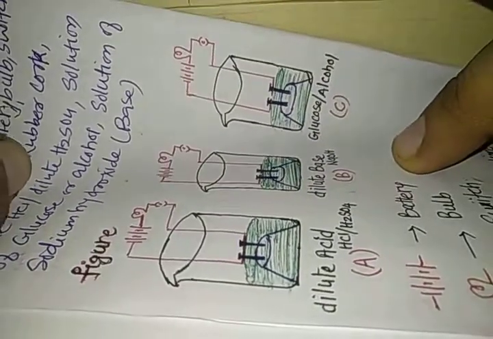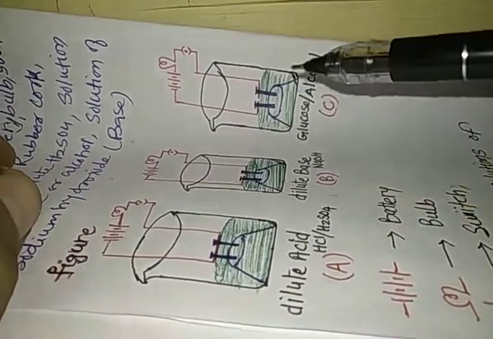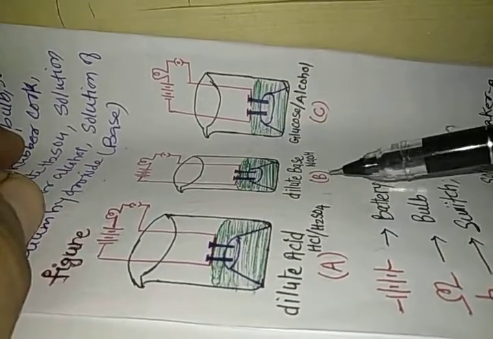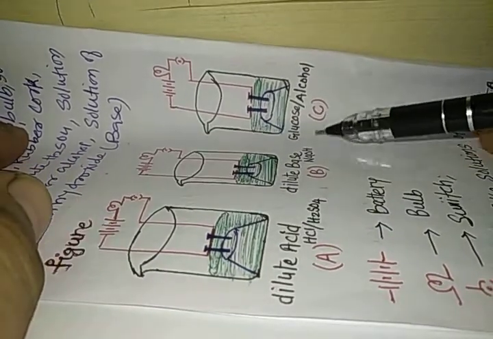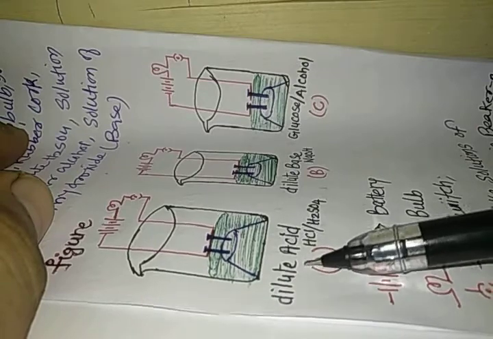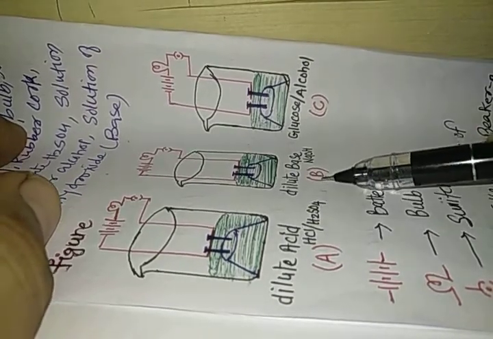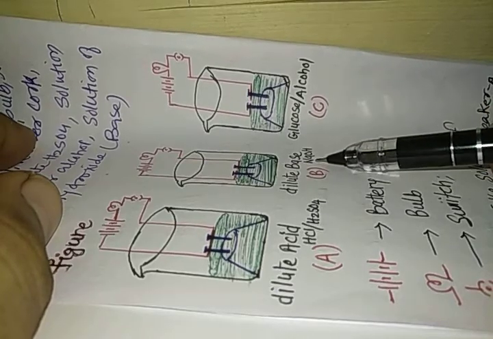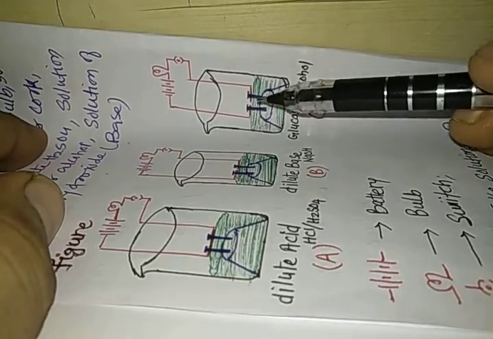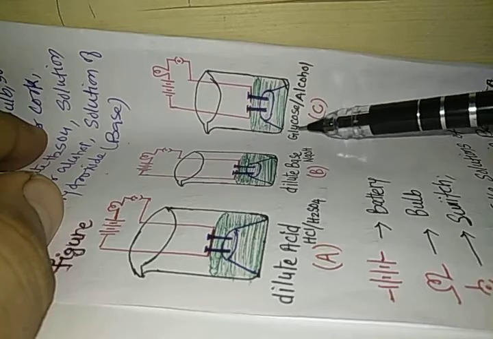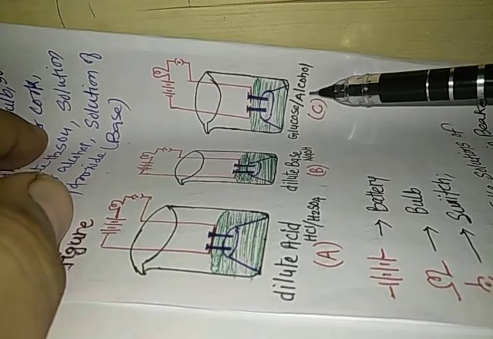So you can see here in the figure that I have taken three beakers, beaker A, beaker B and beaker C. In beaker A, we can have dilute hydrochloric acid or dilute sulfuric acid. In beaker B, we can take dilute sodium hydroxide solution. And in beaker C, we can take the solution of glucose or the solution of alcohol.